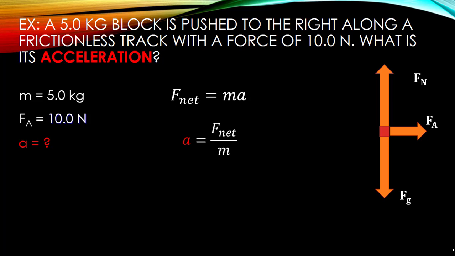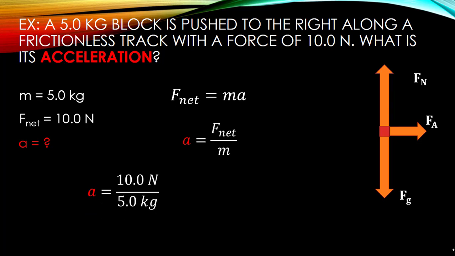But we do have an applied force over to the right. Since our track is frictionless, we don't have anything opposing that motion. So the only force that we have is the applied force going to the right. So we can say that our net force is equal to our applied force in this situation. So the net force is going to be 10 newtons.